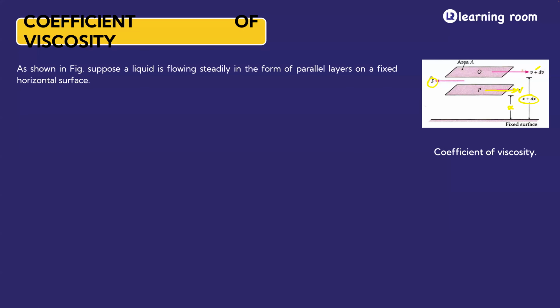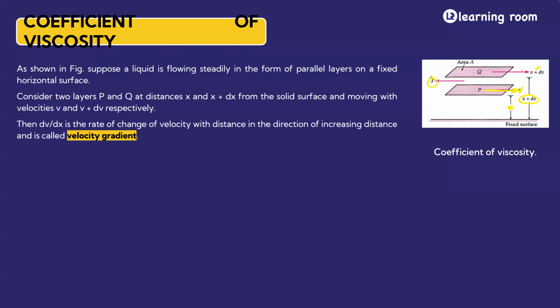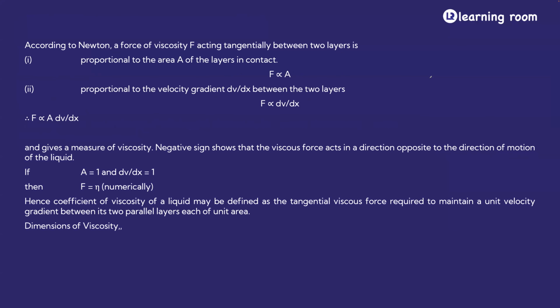What is it? So the force of viscosity, the viscous force, which is acting tangentially between the layers, is observed to be directly proportional to the area of the layers in contact. So F is directly proportional to A. Secondly, it is directly proportional to a concept called velocity gradient. I'll explain it. So F is directly proportional to dV by dx.